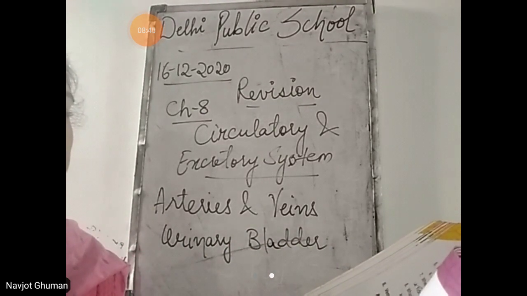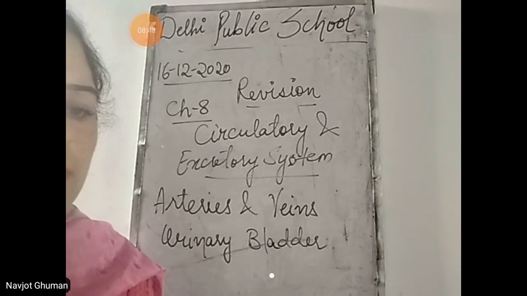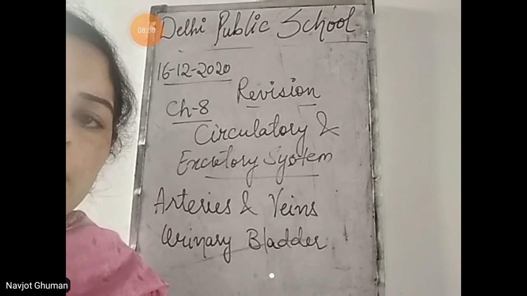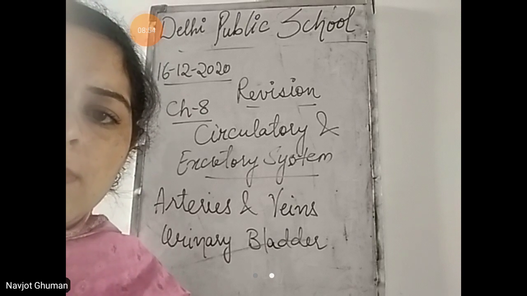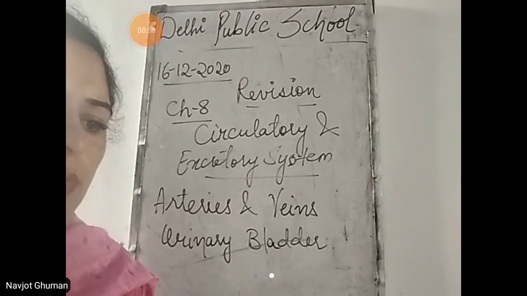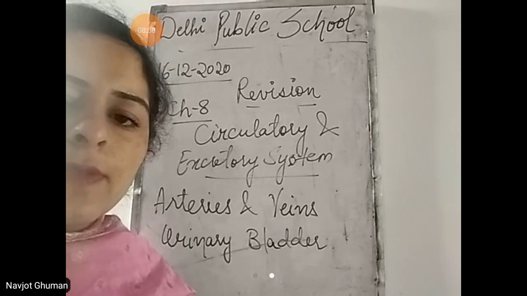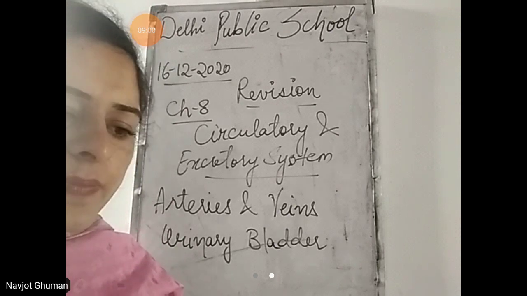Which of these is not a part of the circulatory system? Answer kidneys. Kidneys are the part of the excretory system, not the circulatory system. Where does urine get formed? Urine get formed in the kidneys.